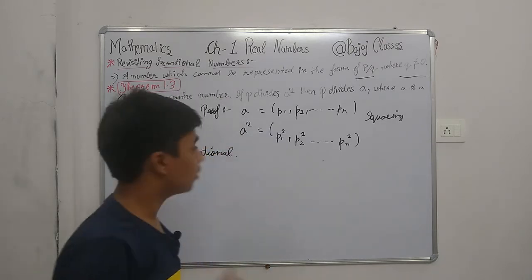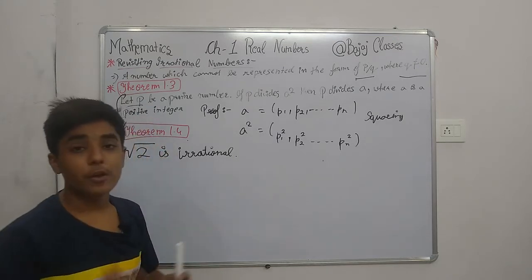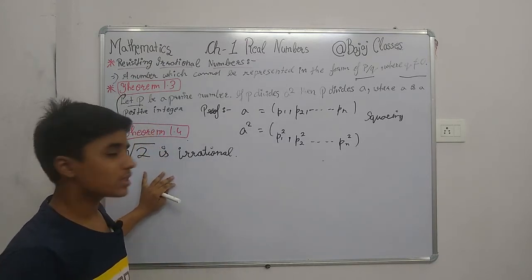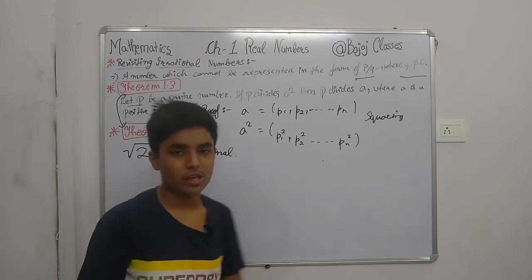Now we'll do theorem 1.4. So what is theorem 1.4 asking of us? We have to prove that under root 2 is irrational. We know that under root 2 is irrational, but we have to prove it. So what will be the proof? I will tell you the proof of this.